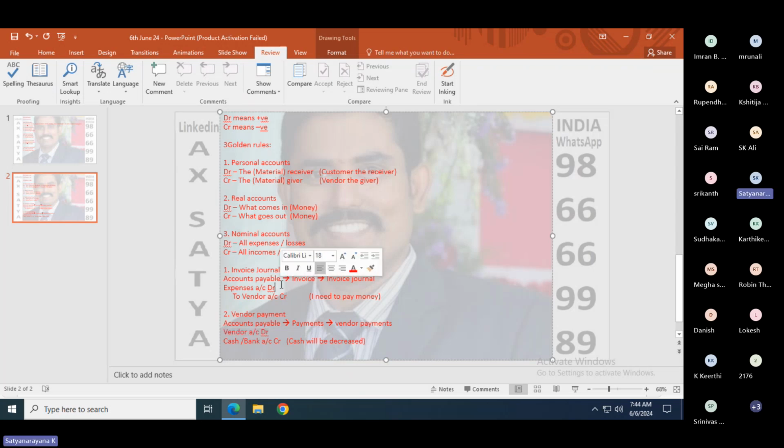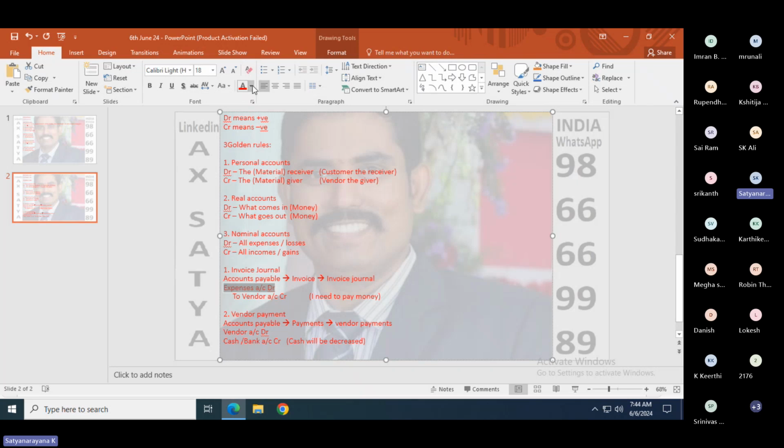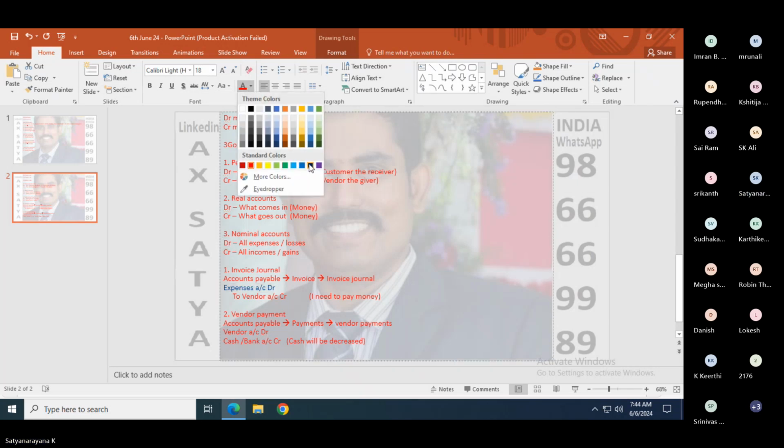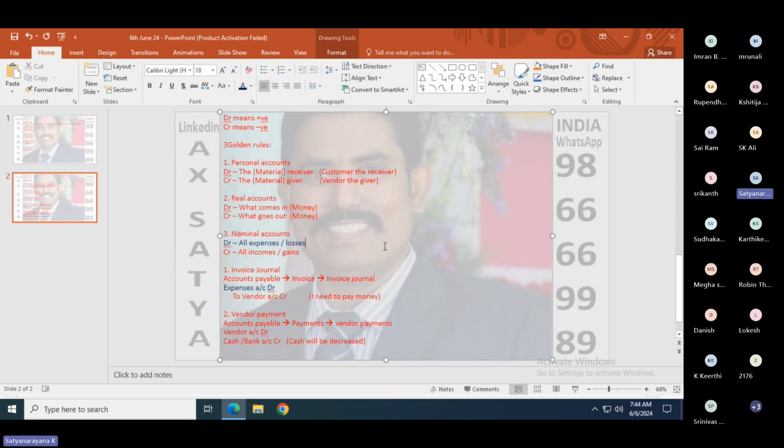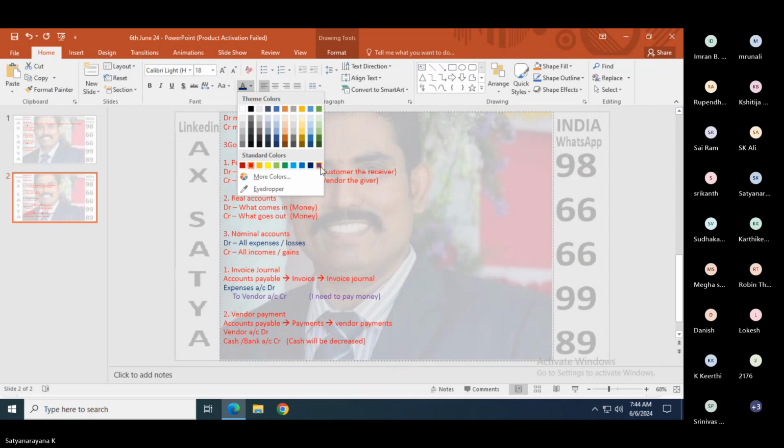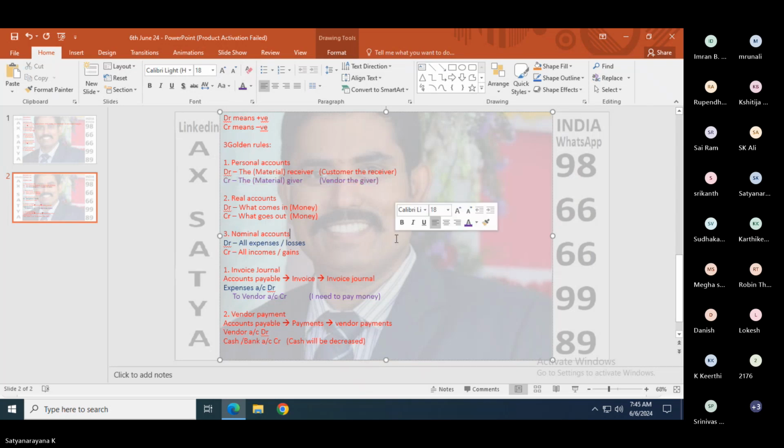So whenever you are doing this one, you are applying this rule. Expenses account debit to vendor account credit. Let me make color so that you can understand. And this is at the time of vendor payment, like this one, this color. So here at the time of vendor payment, you are applying another rule. What goes out?